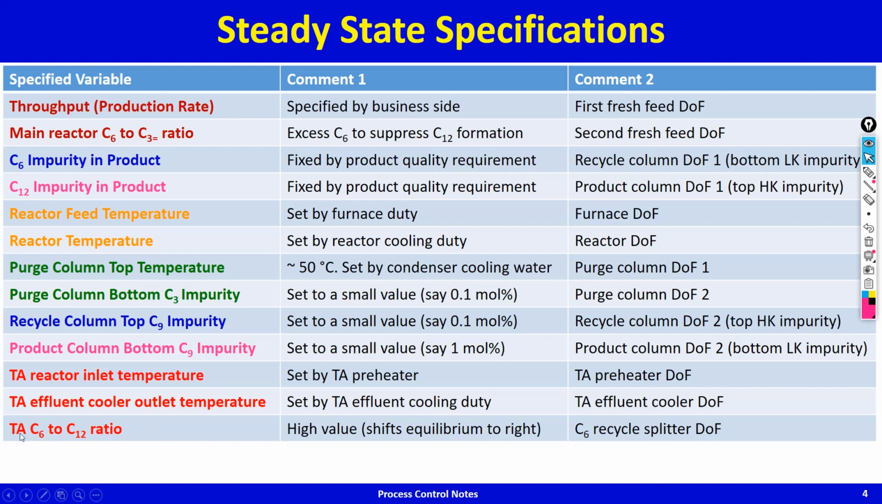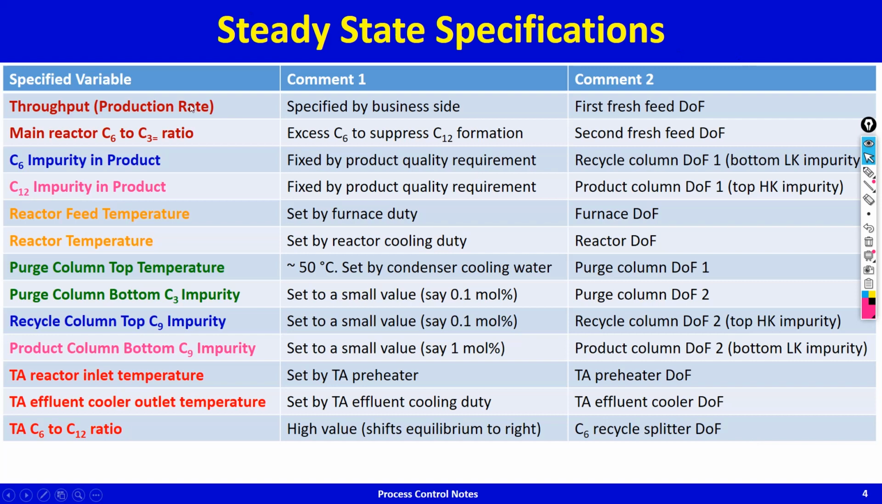So the last degree of freedom is the C6 to C12 ratio. It should be a high value because it shifts the reaction equilibrium to the right in the transalkylator, and this takes care of the degree of freedom associated with the C6 recycle splitter. Remember, the C6 recycle is being split into 2. One part goes back into the alkylator, the other part goes to the transalkylator. So that split gets fixed by the C6 to C12 ratio that you desire. Alright, so now that's that.